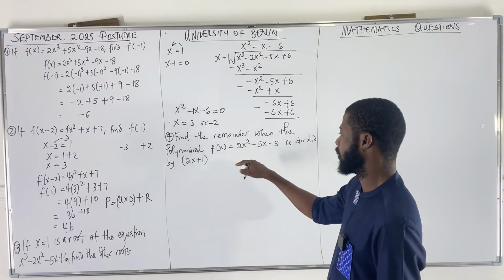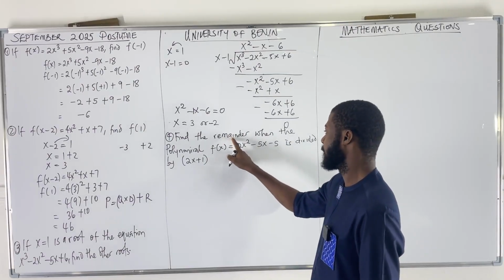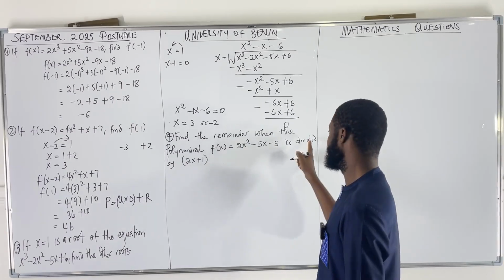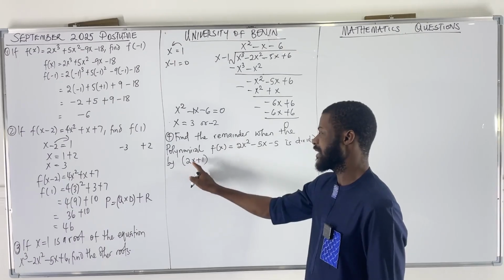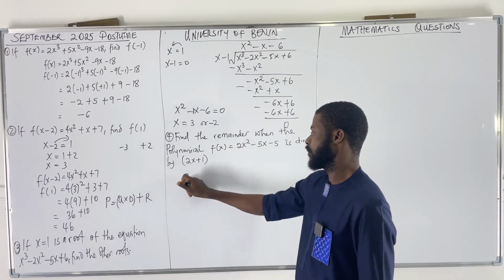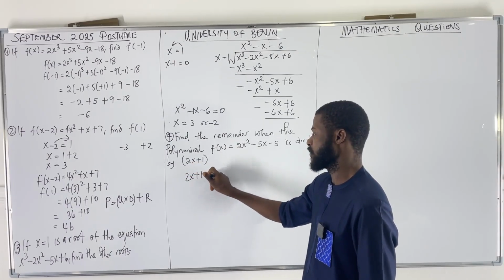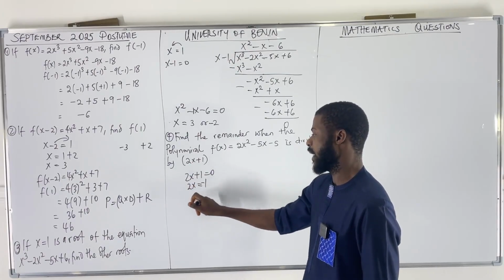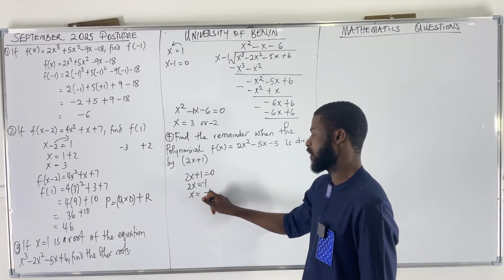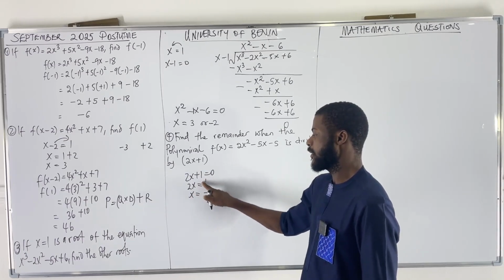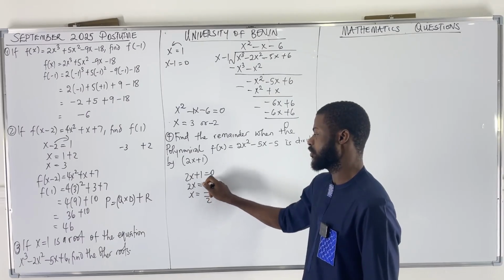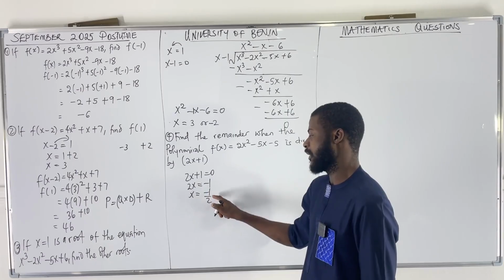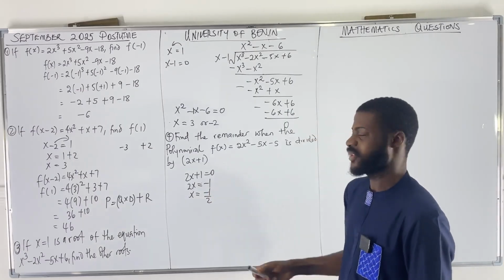So this very one, we all know that to find the remainder, we're going to let the divisor be equal to 0. Since this is divided by this, we let the 2x plus 1 equal 0. This means that 2x equals minus 1, then x is equal to minus 1 over 2. After making it equal to 0, you need to solve for x. So this is what you have.